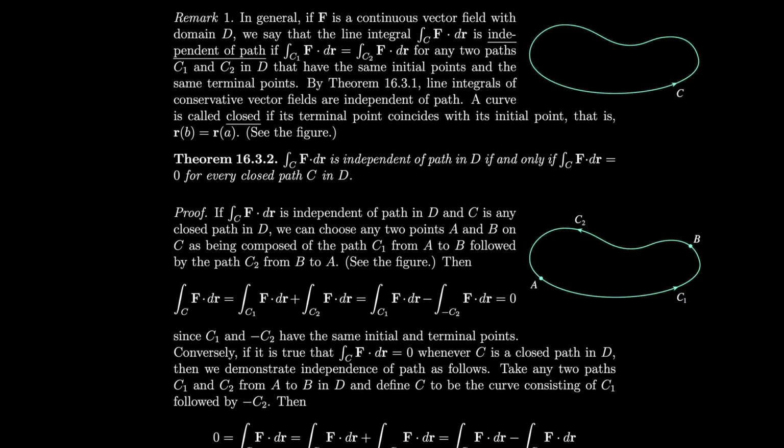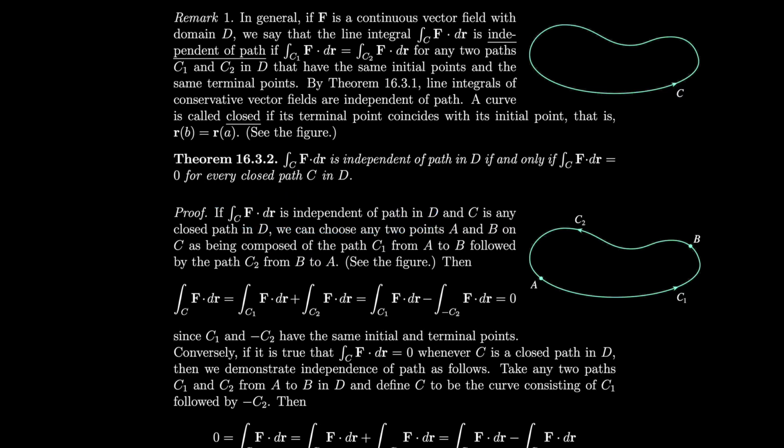Remember we have an if and only if, so we have to go both directions. We have to show that if it's independent of path, then that forces the line integral to be 0 for every closed path, and we have to also show the other way. If we have line integral 0 for every closed path, then that forces it to be independent. So first we're going to do one direction where we assume that the line integral is independent of path.